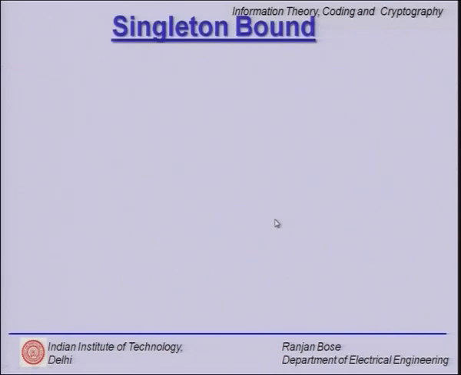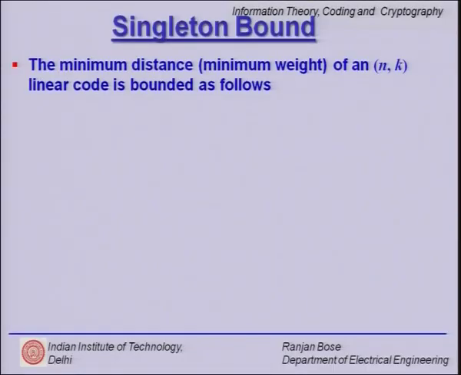Now, let us look at a very interesting and useful bound called the Singleton bound. What does it say? The minimum distance, and for us we always read the minimum distance as the minimum weight because we are in the domain of the linear block code. So, the minimum distance or the minimum weight of an n comma k linear code is bounded as d star equal to w star, upper bounded by, so less than or equal to n minus k plus 1.